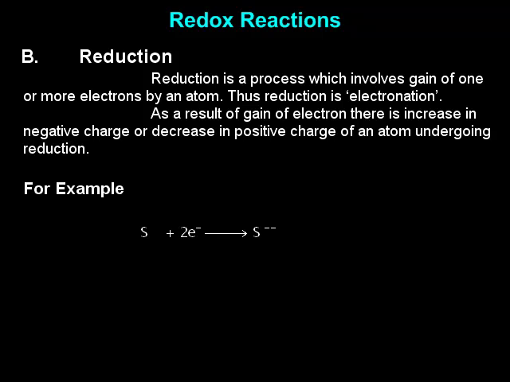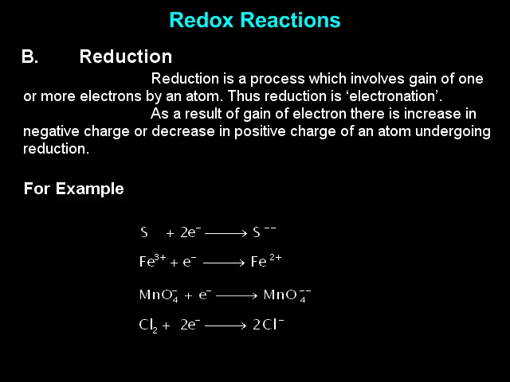S plus 2 electrons gives S2-. Fe3+ plus electron gives Fe2+. MnO4- plus electron gives MnO4 2-. Cl2 plus 2 electrons gives 2Cl-. Hg2+ plus electron gives Hg+.